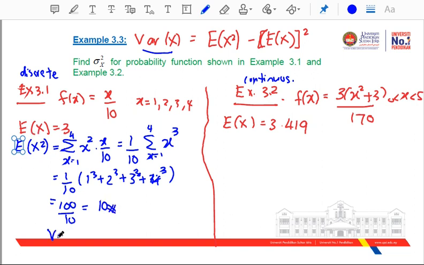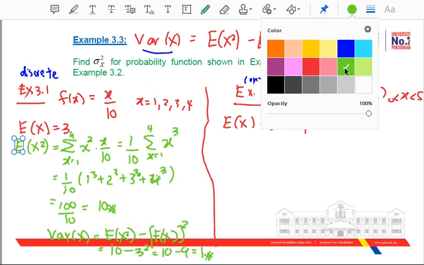Okay, in order to find the variance, E(x squared) minus mean squared. For this case, we have E(x squared) as 10, and the mean we got is 3, squared. So basically 10 minus 9, which is equal to 1. So this is the variance for the function x over 10 for x equal to 1, 2, 3, 4. Okay, so that is done for example 3.1. Now look at example 3.2. Keep in mind it is continuous.